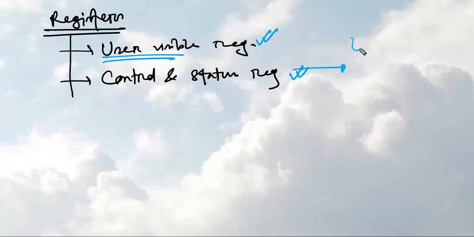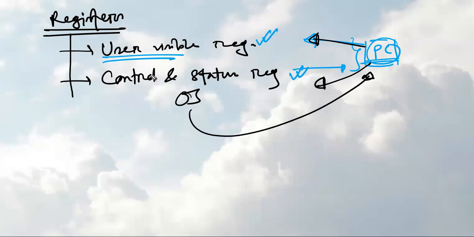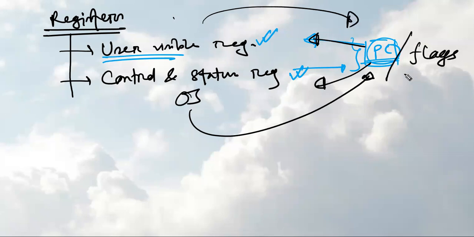There are some other types of registers that could be used for both. For example, PC, the program counter. It is another kind of register that could act as both types. The PC could be used as a user visible register and also act as a control and status register. That means your OS could change this PC, and also a user program could access this PC. Others could be flags. When you are performing any arithmetic operation or Boolean operation, your status registers are changed.